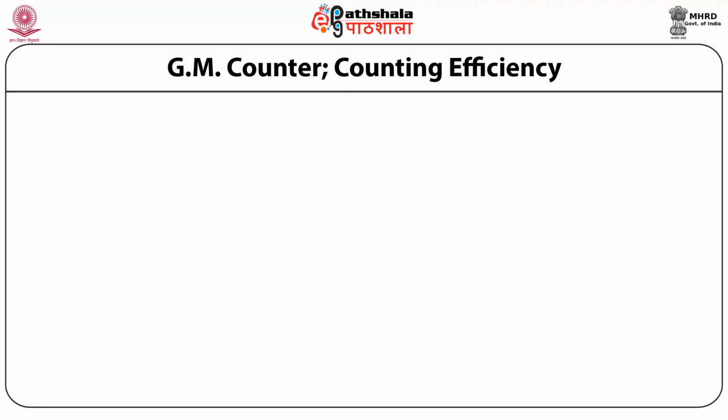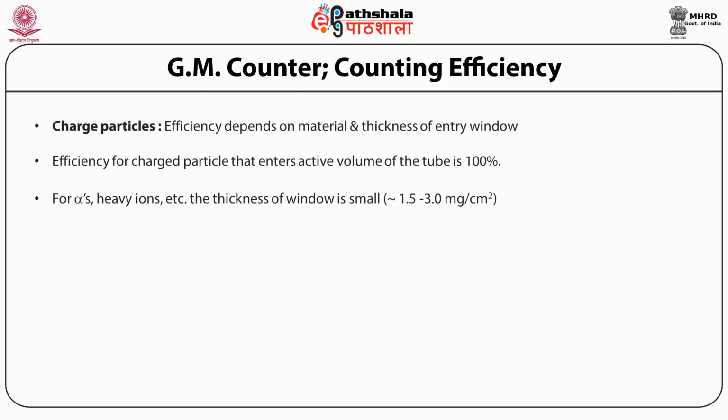GM counters, counting efficiencies. Now in this slide we are going to study how efficient the GM tubes are when different radiations enter them. The first one is charged particles. How efficiently are the charged particles getting detected and counted? For charged particles, efficiency depends on the material and thickness of the entry window. So the efficiency for charged particles that enter the active volume of the tube is 100%.